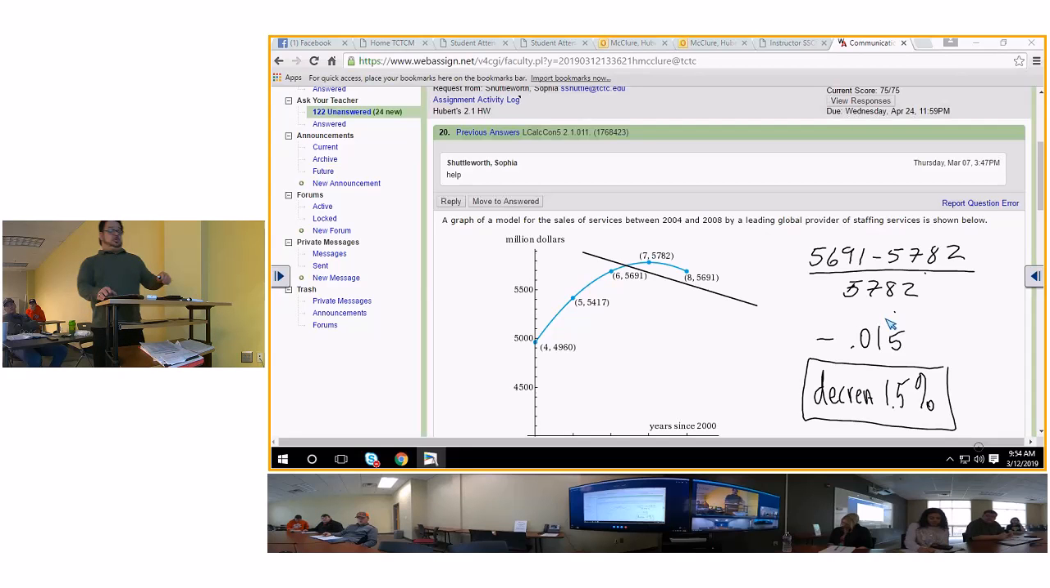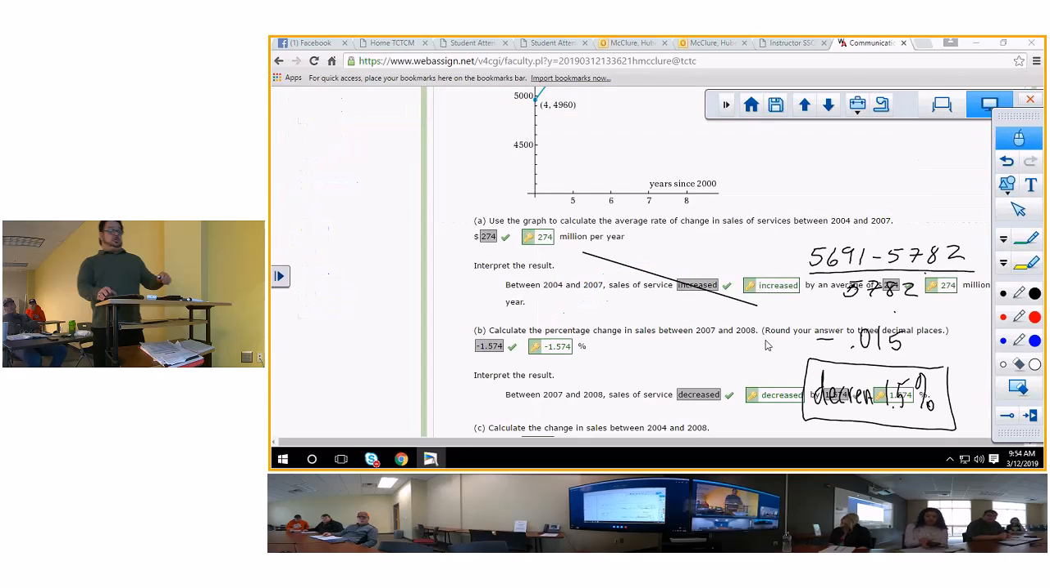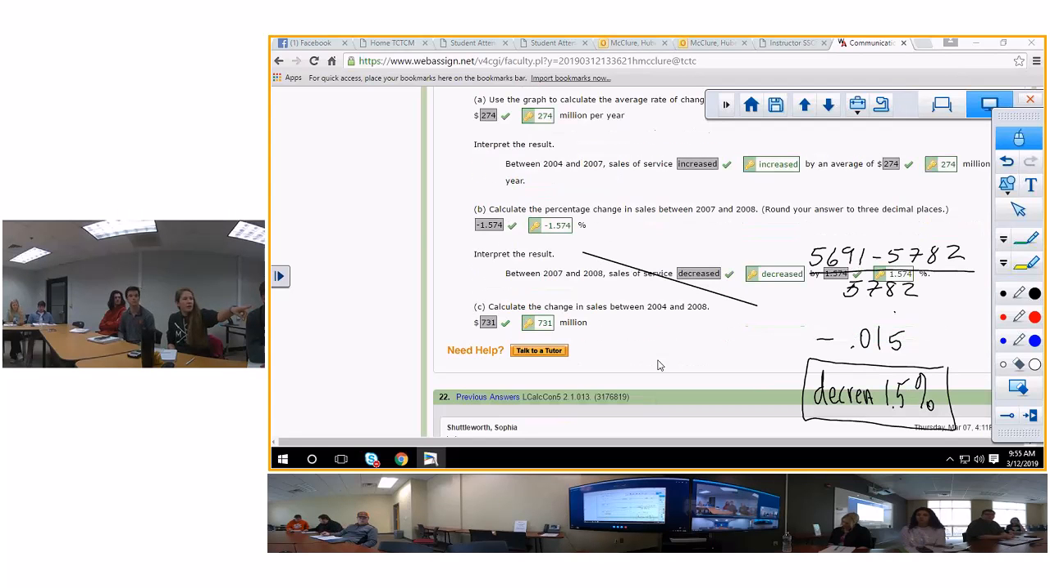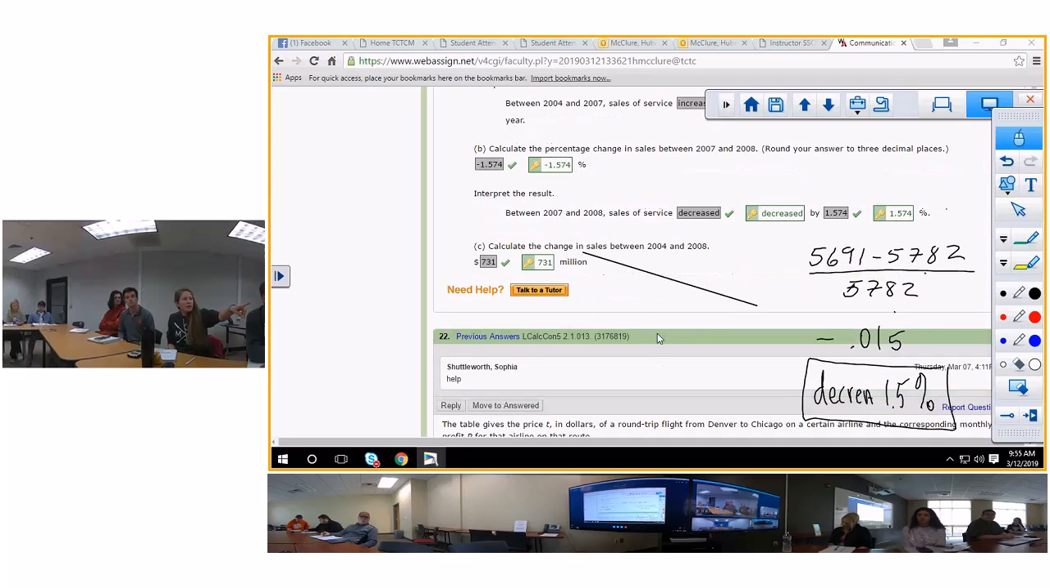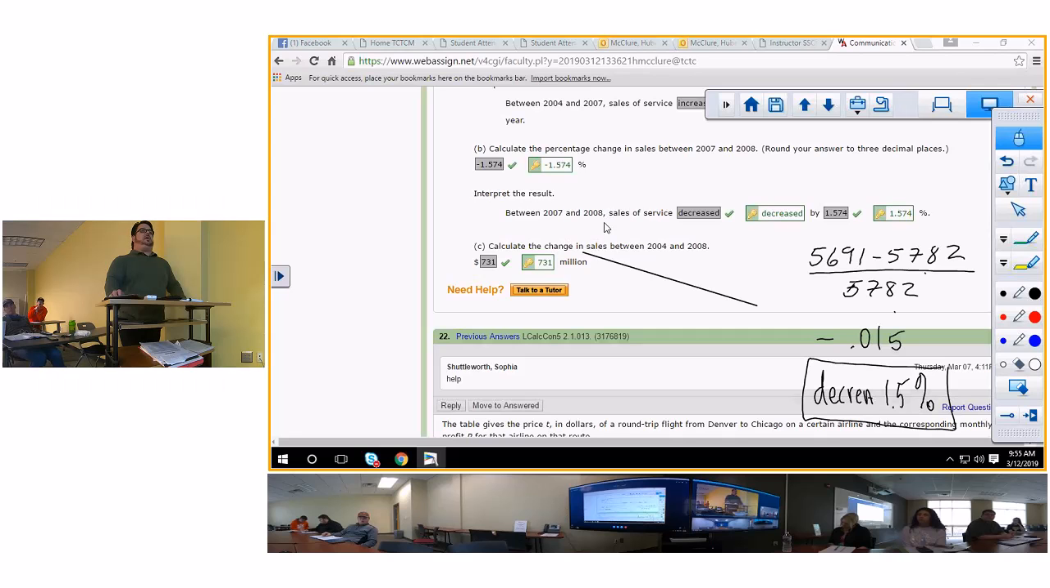Capiche? Miss Shuttleworth, does that help? Does it go further? Probably A through E, isn't it? I think it's that last part that I was having a hard time with. Calculate the change in sales from 2004 to 2008. Change in sales is rate of what? Change. What is rate of change? Slope. So in C, I would suggest you need to do the slope.